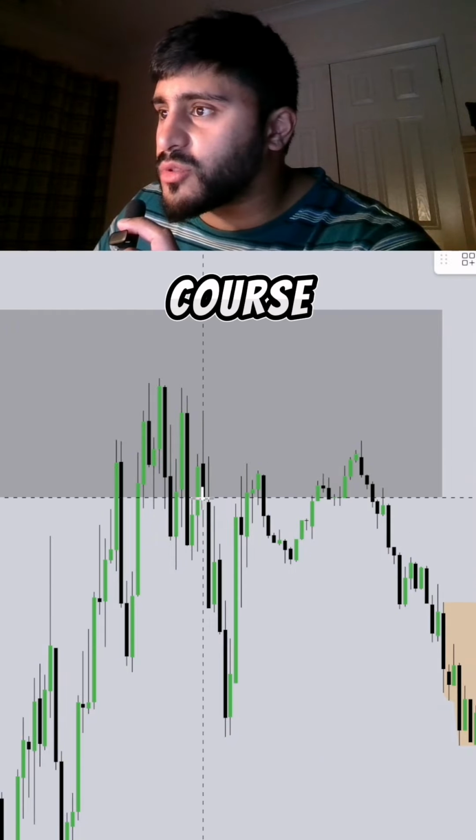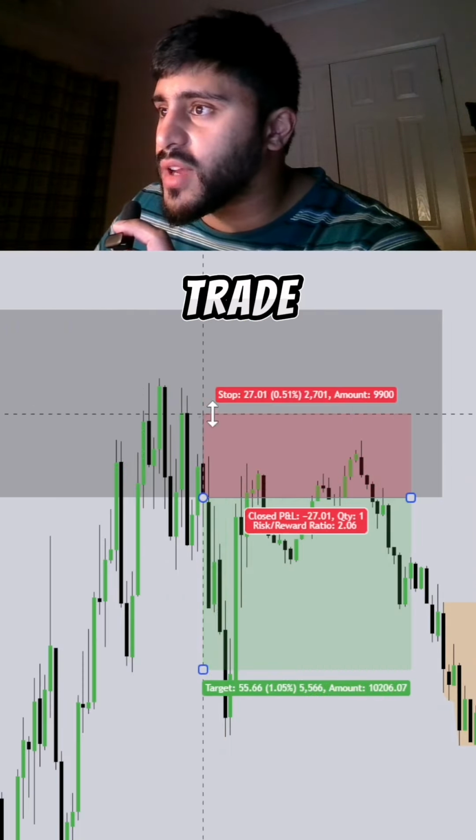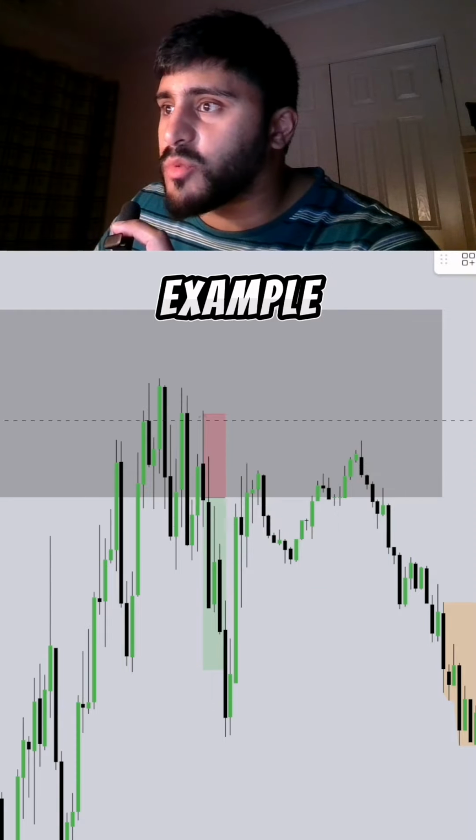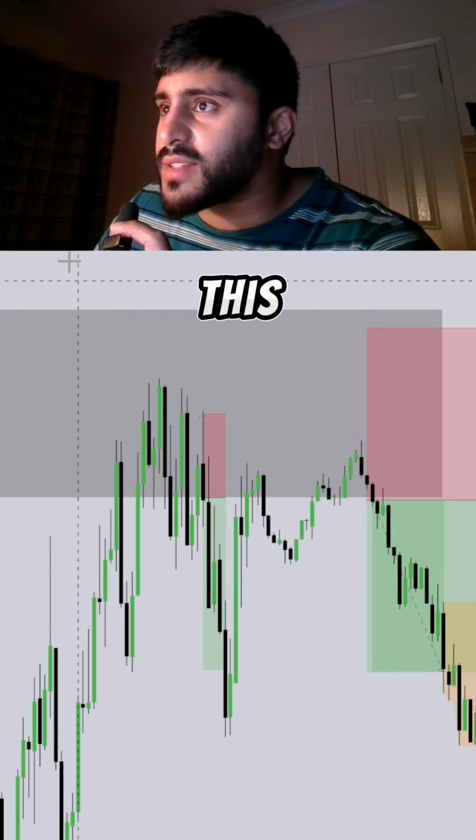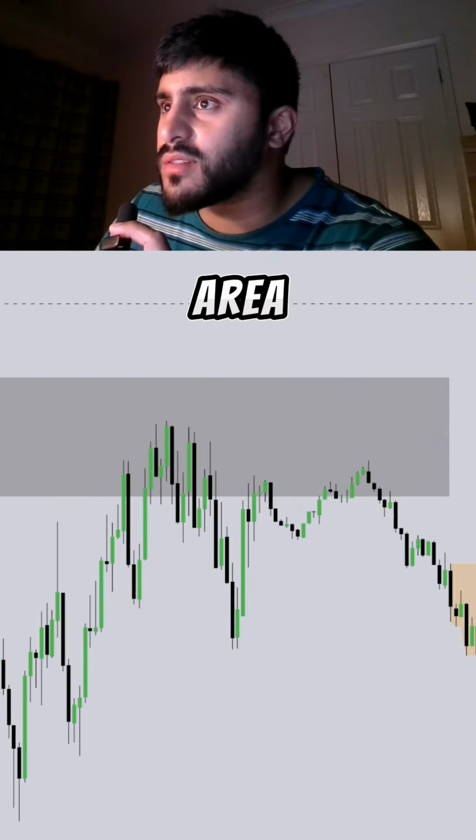So a key level rejection, of course, could be this trade over here. That's one example of a trade. The next example, probably a better example, would be this over here, right? But we're going to be breaking this down step by step, right? So let's just replay price from this area.